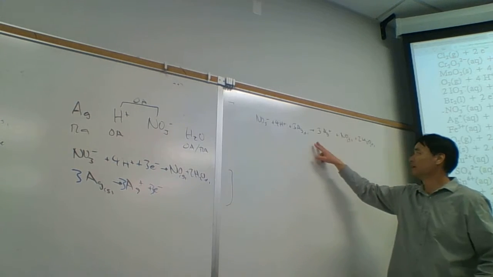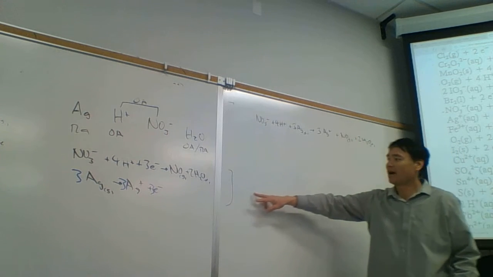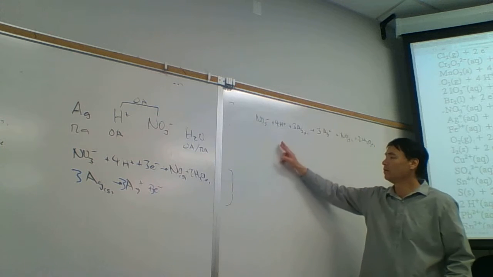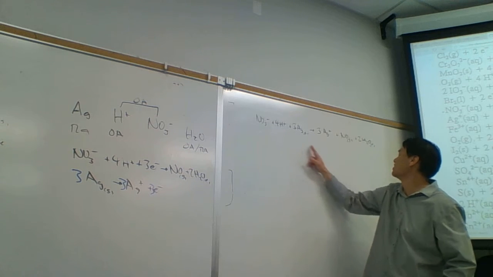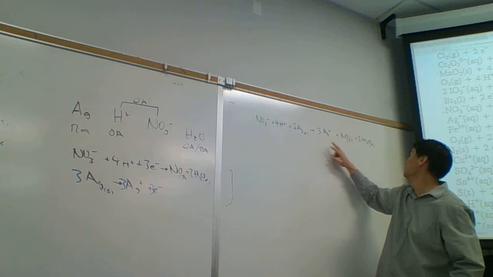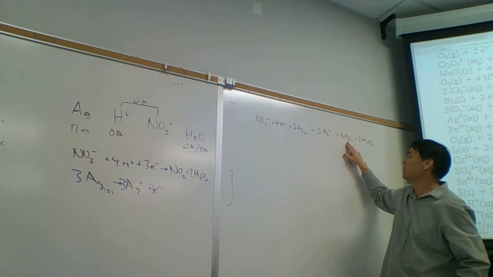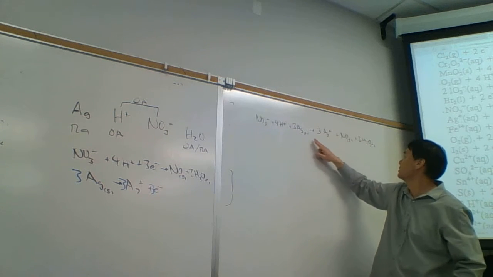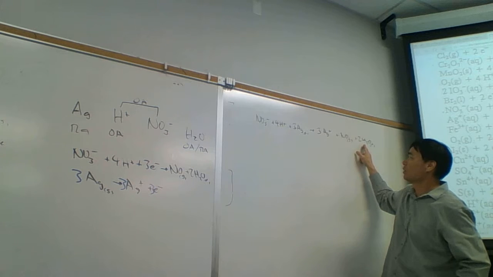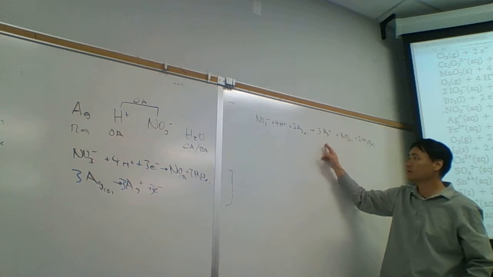Let's skip this. Now we're here. After we combine the half reactions here, we make sure the atoms balance. So 1 nitrogen, 3 oxygens. 2 plus 1 is 3 oxygens, 4 hydrogens. 2 times 2 is 4 hydrogens, 3 silvers, 3 silvers.